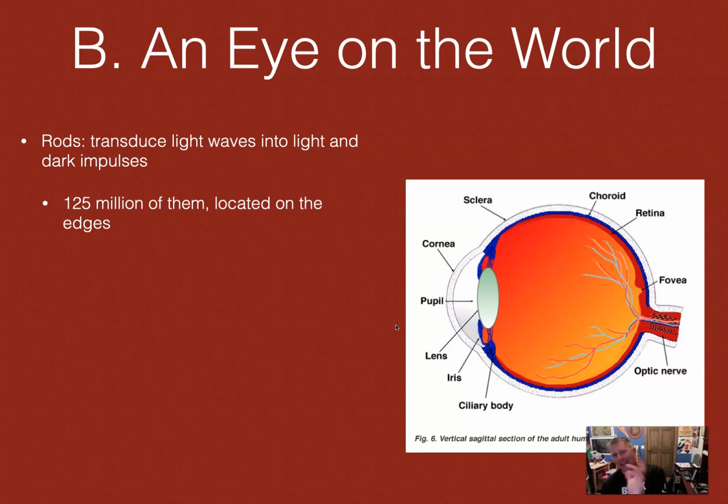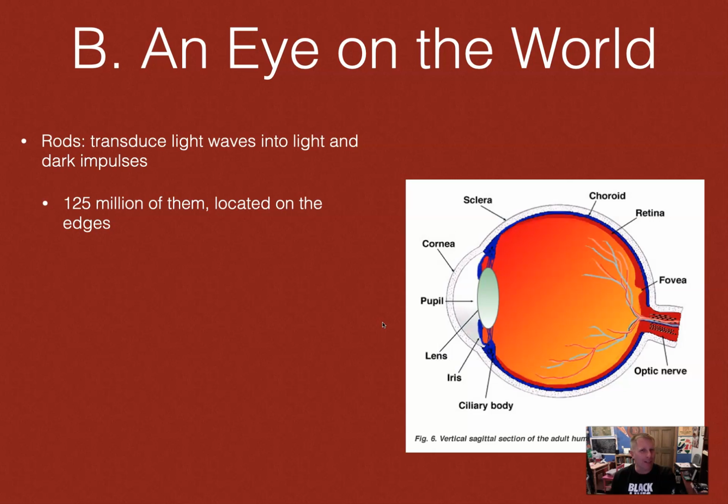Excuse me. They're located on the edges. My bad, it's late. Located on the edge of the eye. So that's why your peripheral vision is actually in black and white. You're like, no, it's not. But we have some optical illusions later that will prove it.